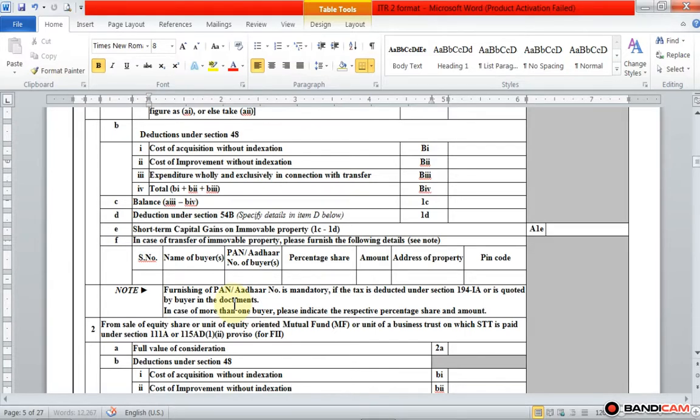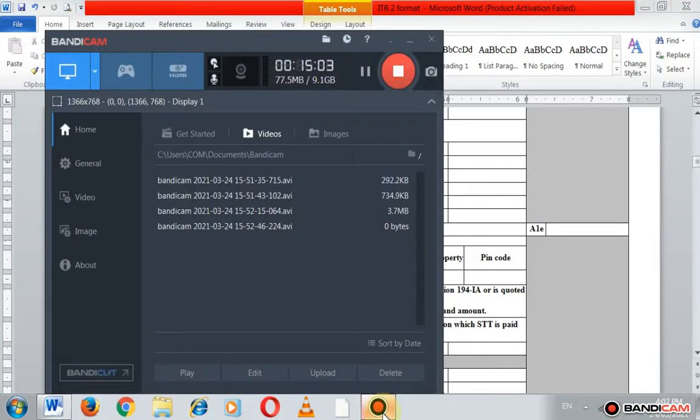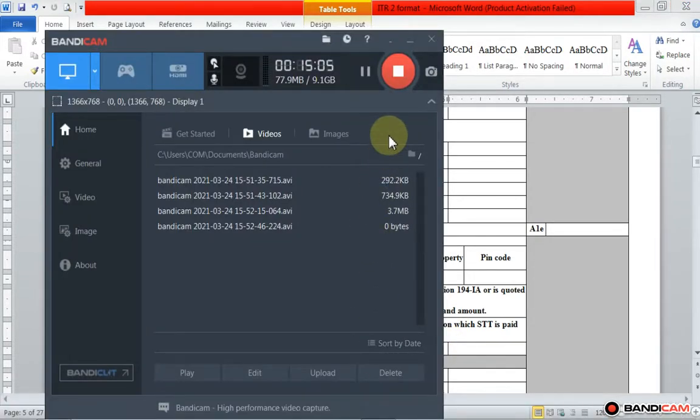Okay, then in case of more than one buyer, please indicate the respective percentage share and amount. So it is very important: if the buyer is more than one, then the percentage of their shares in the property may be mentioned in the column respectively. Okay, got it.